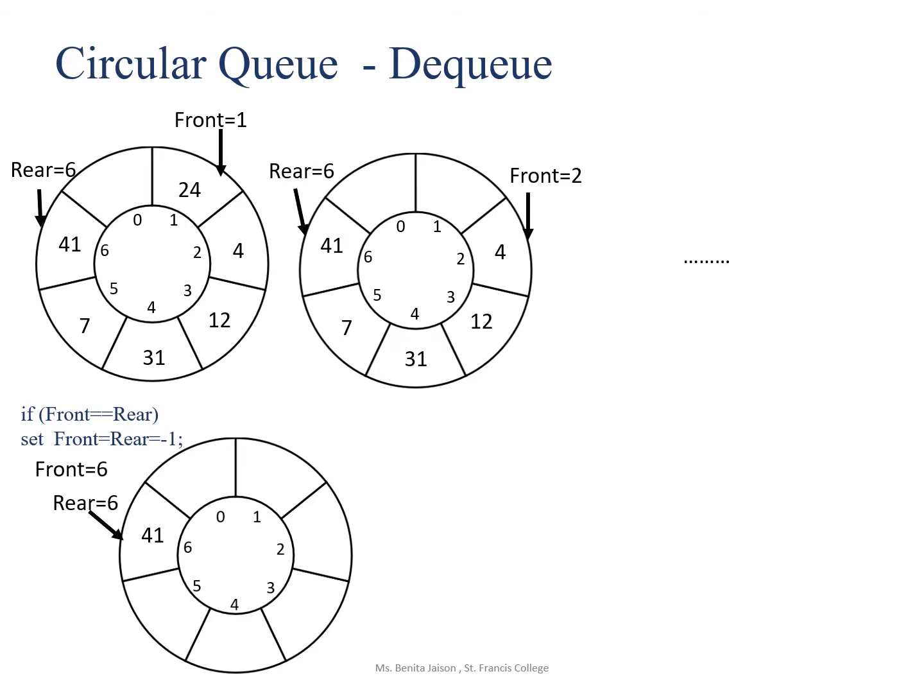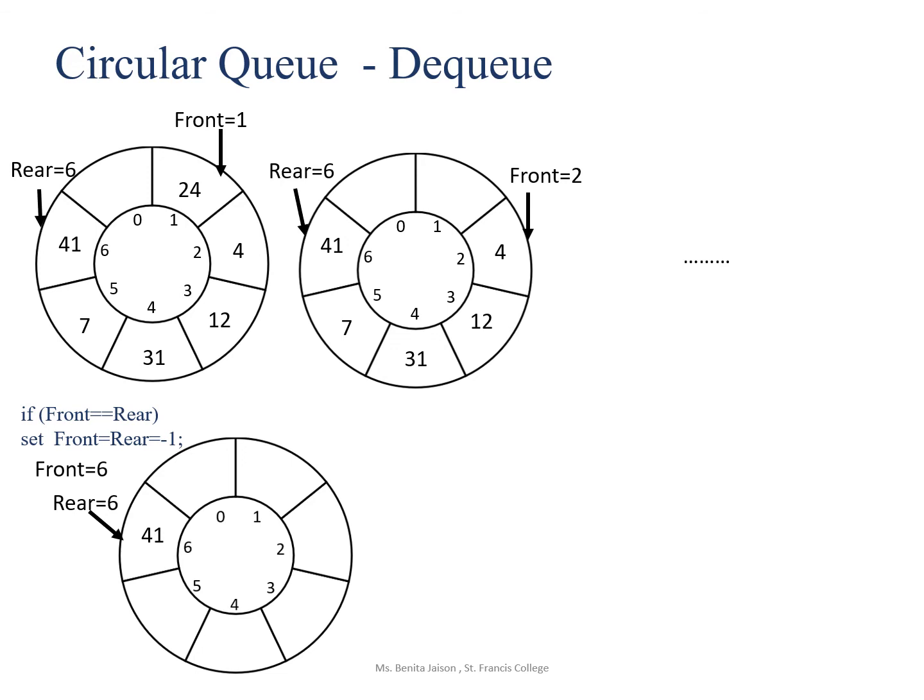Similarly, on deleting the elements in order, at the end, if you have only one element left in the circular queue, it will be indicated by both the front and the rear pointer pointing to the same index number. So if the front and the rear pointer are equal, that means there is only one element left in the circular queue.